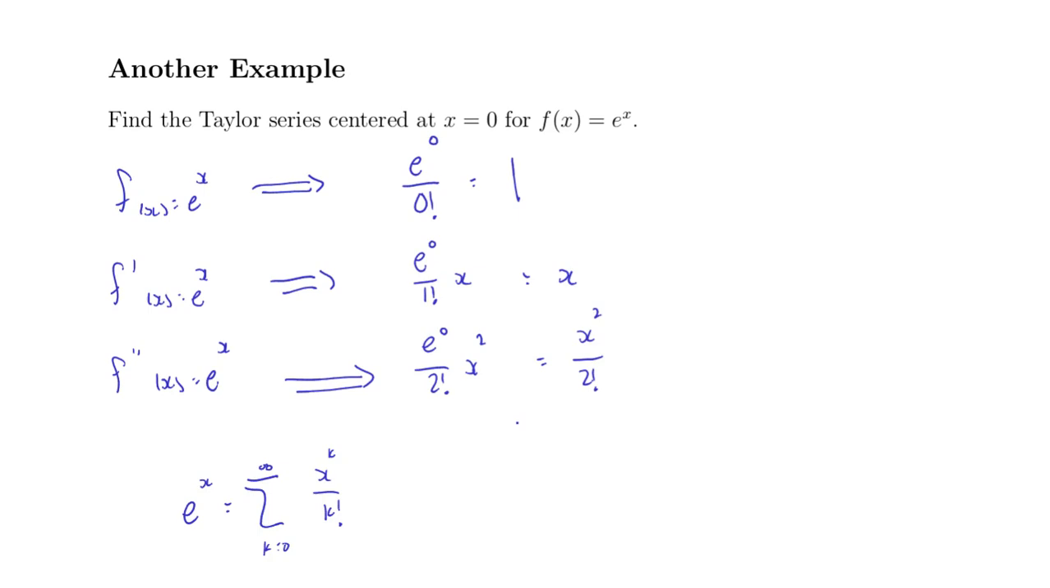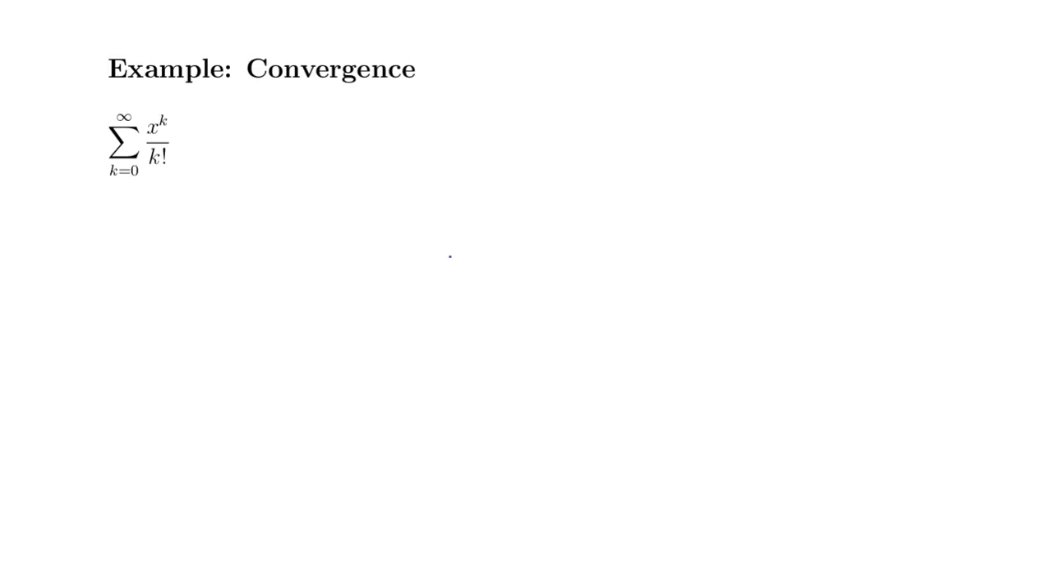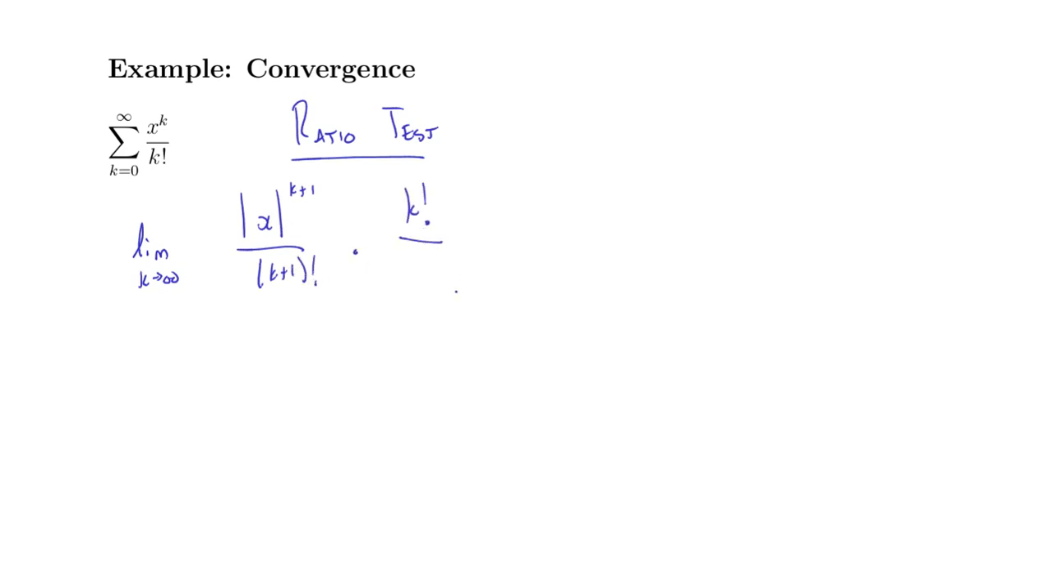Now we should check the interval of convergence for this. So we've got this series. You can go ahead and toss a ratio test at it again. This shouldn't be too bad if you want to pause this and catch up, but I'll just write it out. We're going to look at this limit of the absolute value of x to the k plus 1 over k plus 1 factorial times k factorial over the absolute value of x to the k. Remember, we have to use absolute values because the ratio test forces this to be positive.